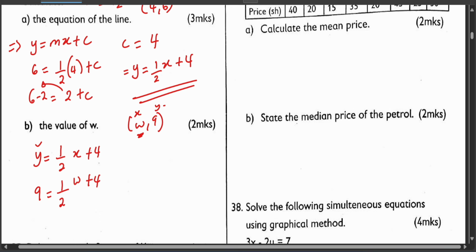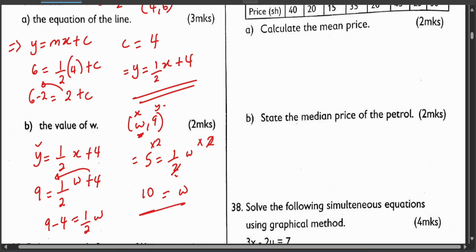So plus 4, peleka the other side sasa. So plus 4 ukipeleka the other side itakuwa 9 minus 4 which is equal to a half w. 9 minus 4 ni ngapi? Ni 5 equal to a half w. Utoa hii 2, yaani kutoa half, utamultiply na 2 on both sides of the equation. So utabakia tu na w equal to 5 times 2 which is 10.